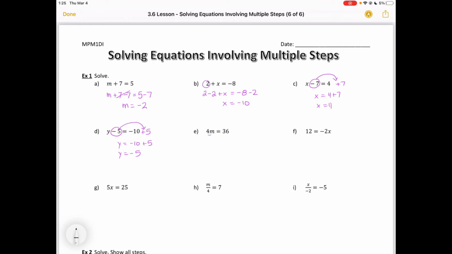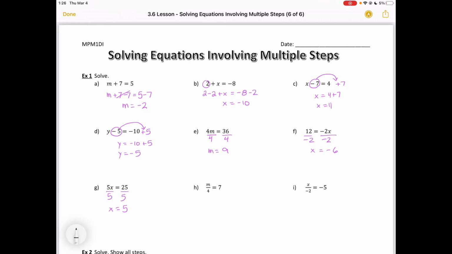Now I am multiplying between the 4 and the m, so my opposite operation is to divide both sides by 4, leaving me with m equals 9. Here I've got multiplication again. I'm going to divide both sides by minus 2, and then I've got x equals minus 6. Here I've got 5 times x. My opposite operation is 5, so I'm going to divide both sides by 5, which gives me x equals 5.